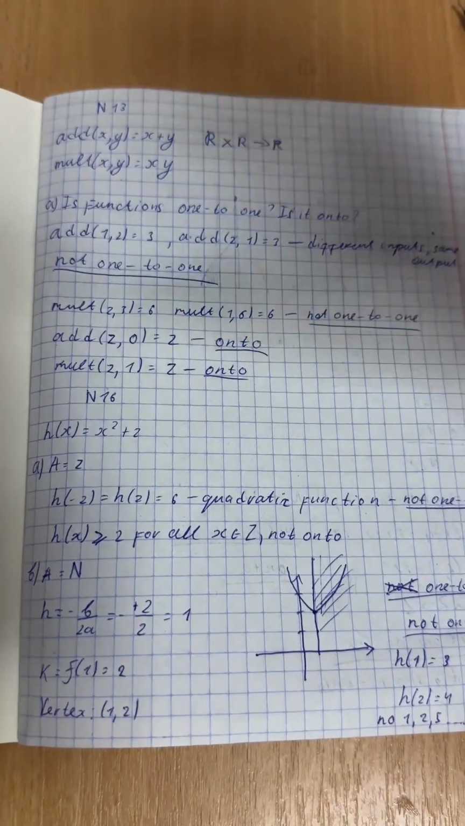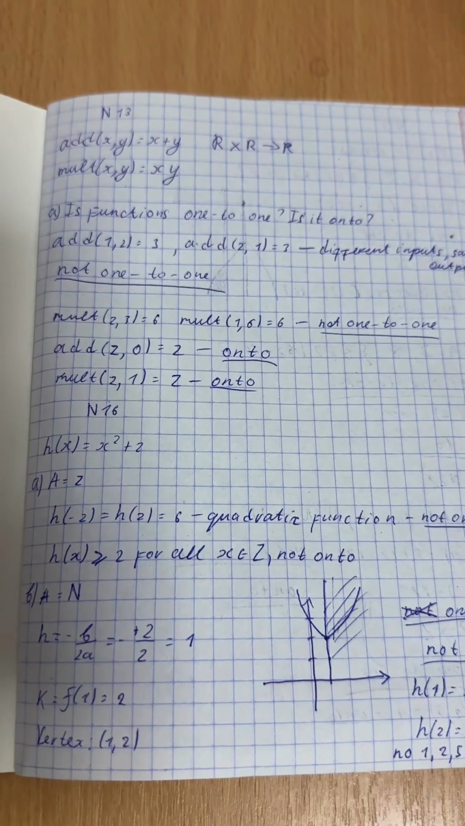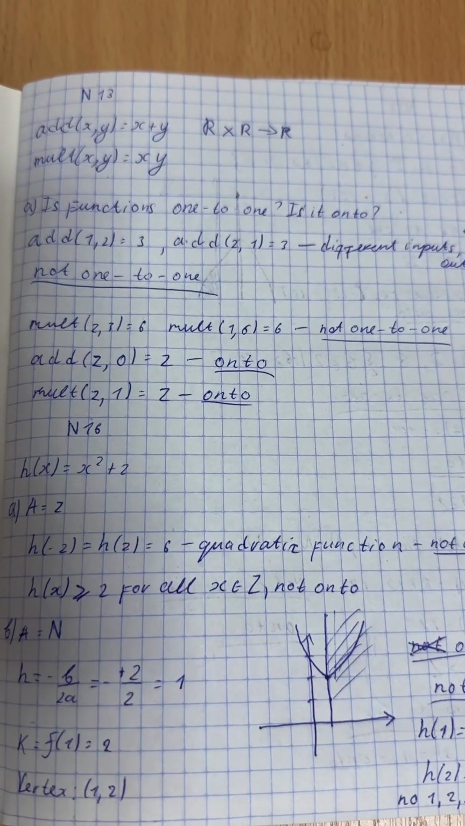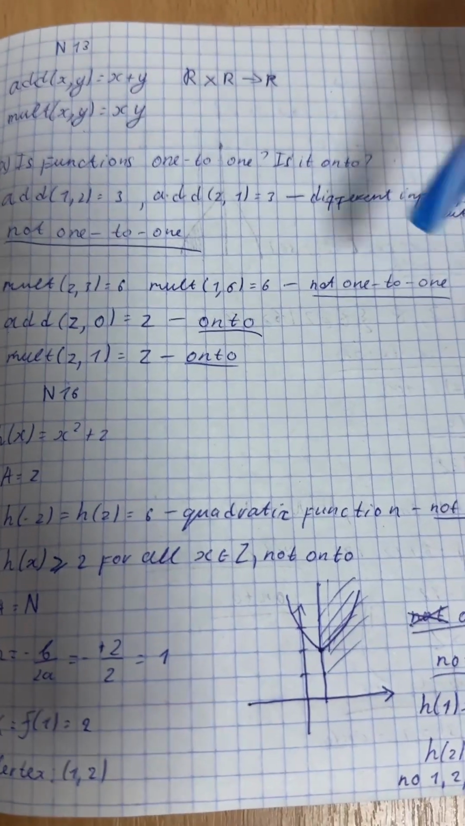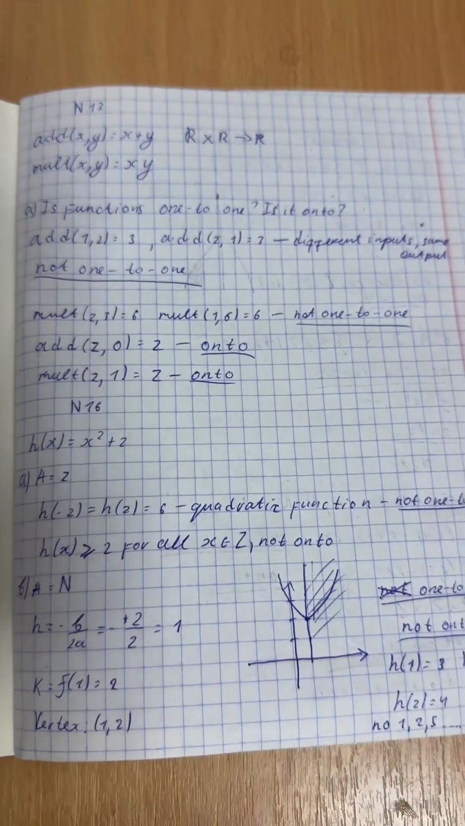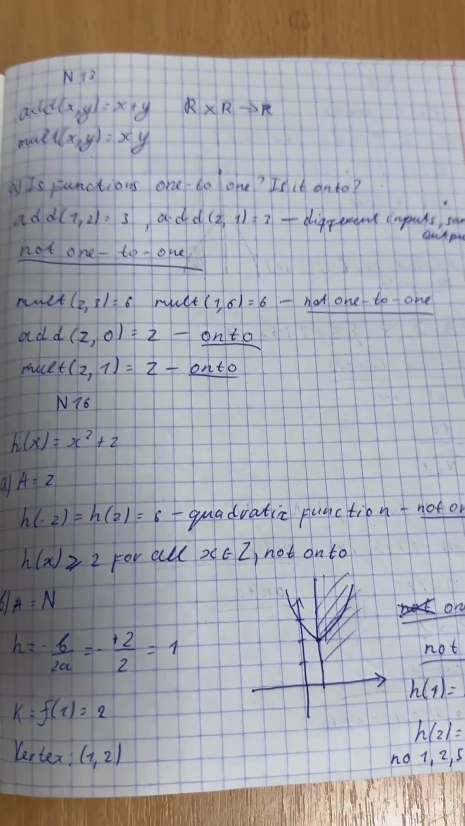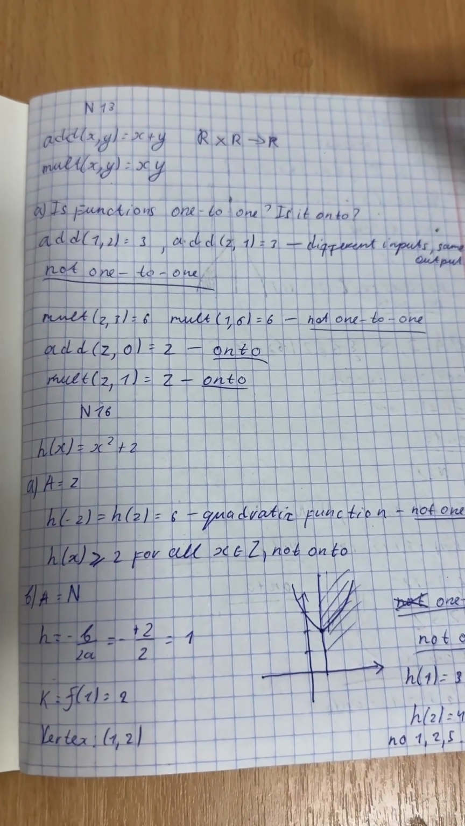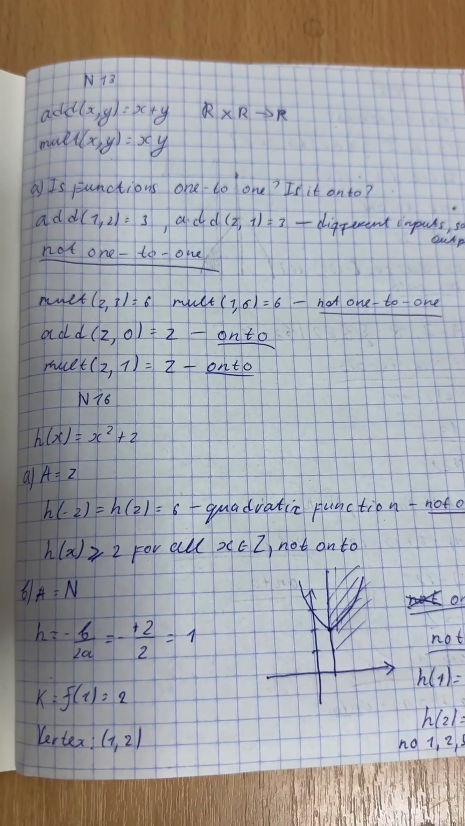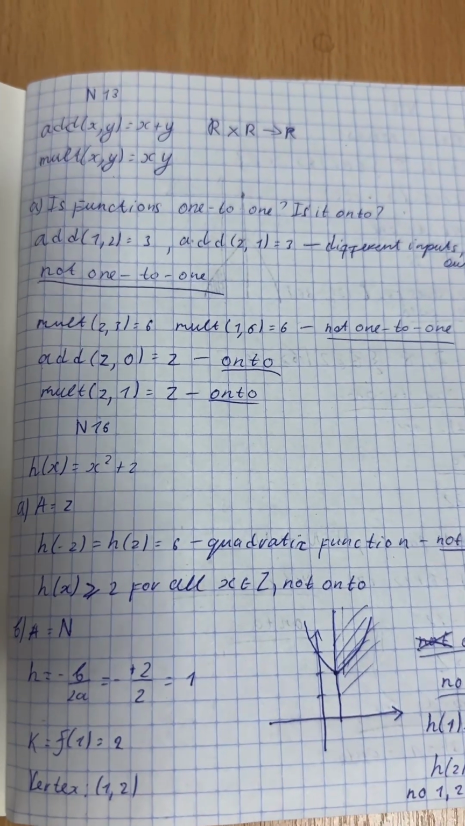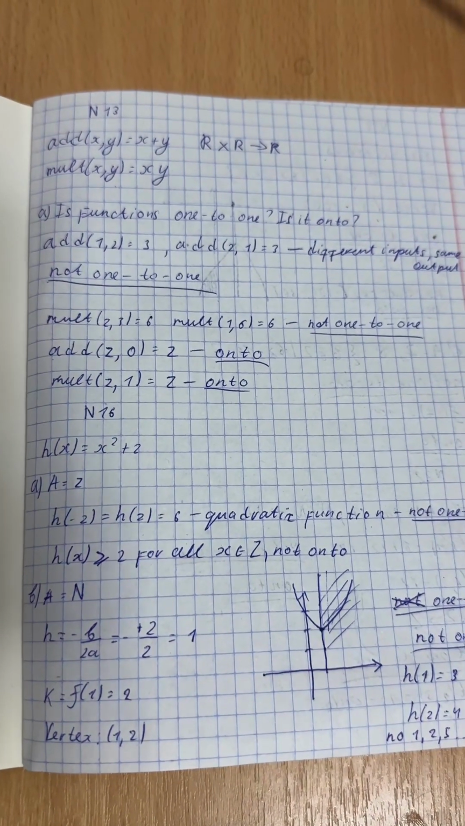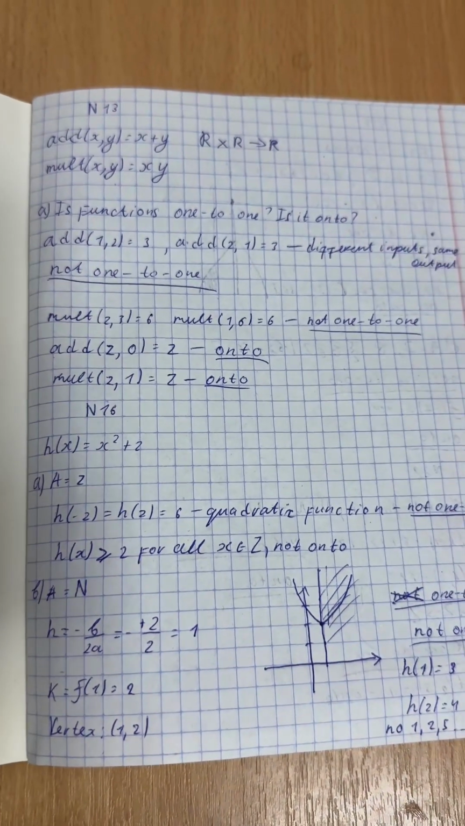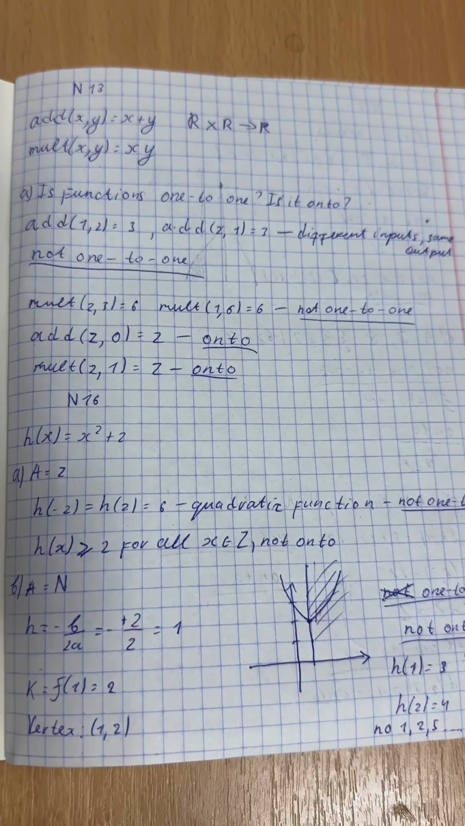First task, we have two functions. The first function is x plus y for real numbers, and is this function one-to-one? No, it's not one-to-one because we have two different inputs and the same outputs. And the second function is x multiplied by y, and it's also not one-to-one because we have different inputs with the same outputs.